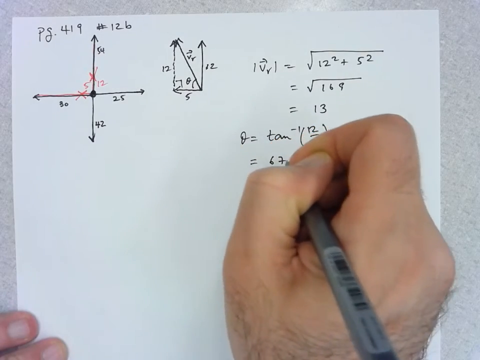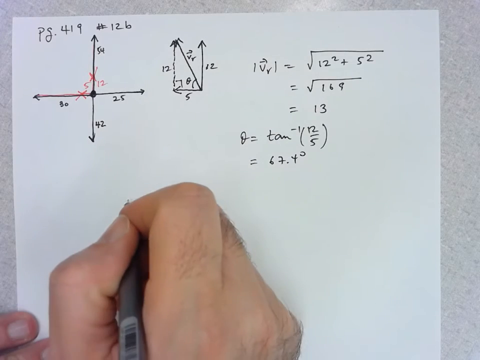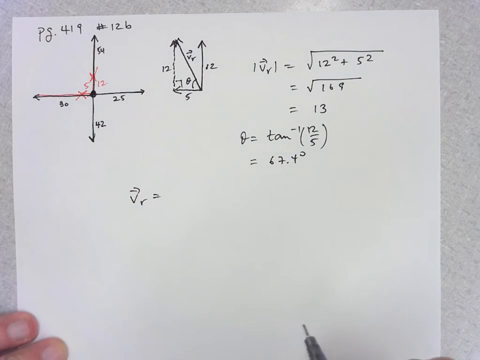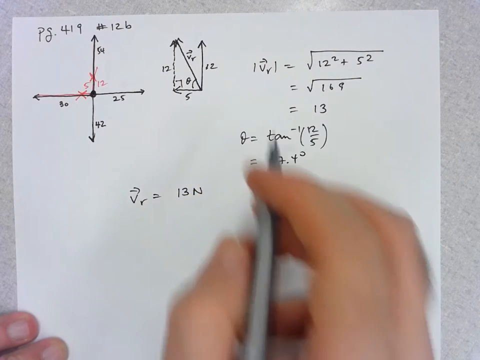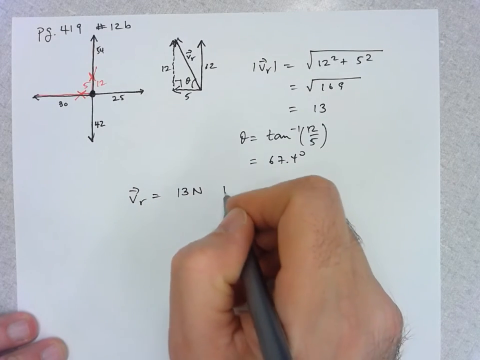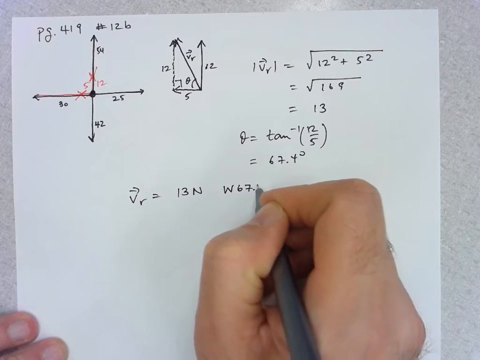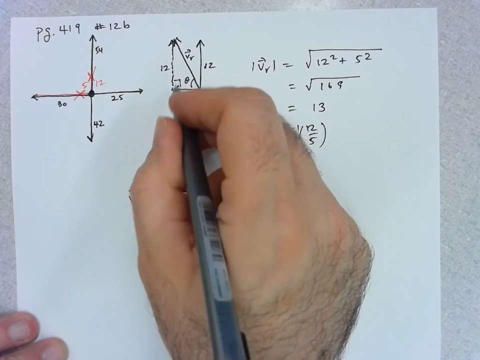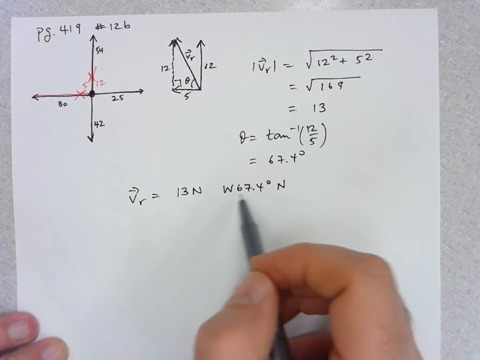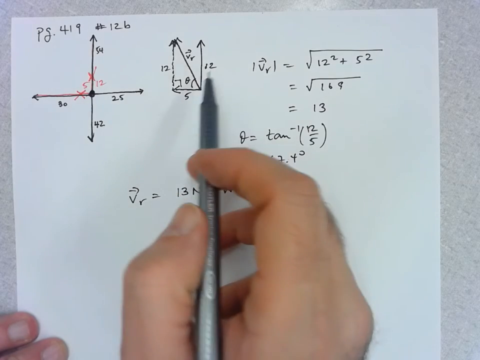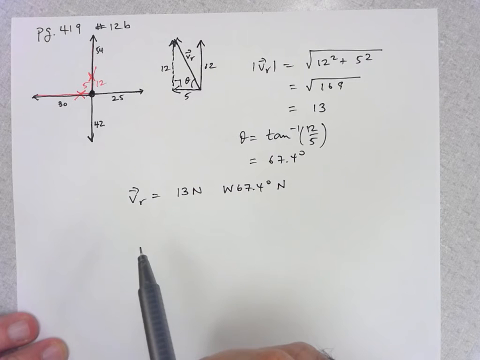67.4 degrees. So our final resultant vector here is going to be 13 newtons, west 67.4 degrees towards the north. If you use the convention of using angles under 45, you would go north that many degrees west.